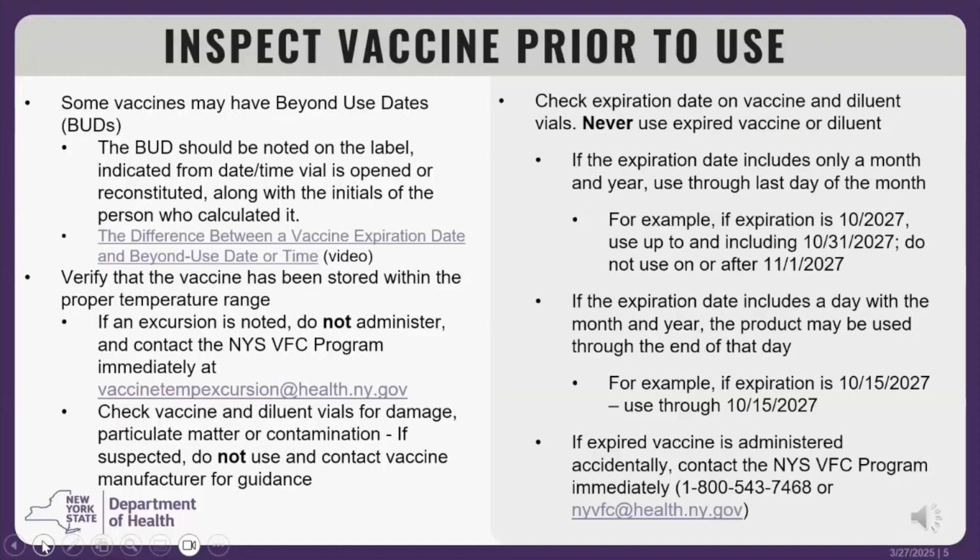Visit the YouTube link on this slide for more information on distinguishing the difference between a vaccine expiration date and beyond use date. Verify that the vaccine has been stored within the proper temperature range. If a temperature excursion is noted, do not administer and contact Vaccine Temp Excursion at health.ny.gov immediately. Vaccine and diluent vials should also be closely checked for damage or contamination prior to use. If damage, particulate matter, or contamination is suspected, do not use and contact the vaccine manufacturer for guidance. Visit the resources document included with these trainings for more information.